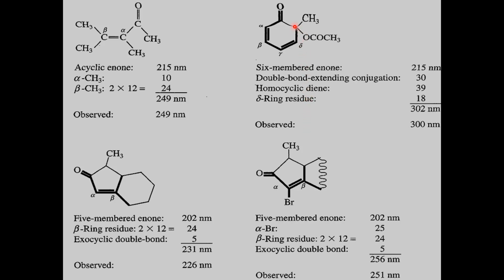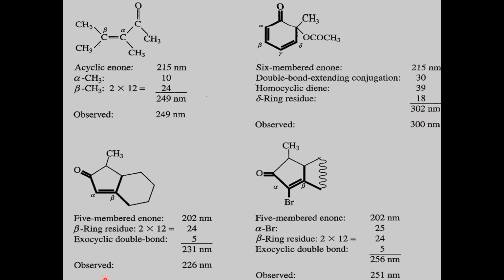However, this enone has homoannular diene. Therefore, I will add 39, the difference between homo and heteroannular diene. Therefore, wavelength maximum absorption will be 302 nanometers, which is very, very close to the observed or practically measured value.